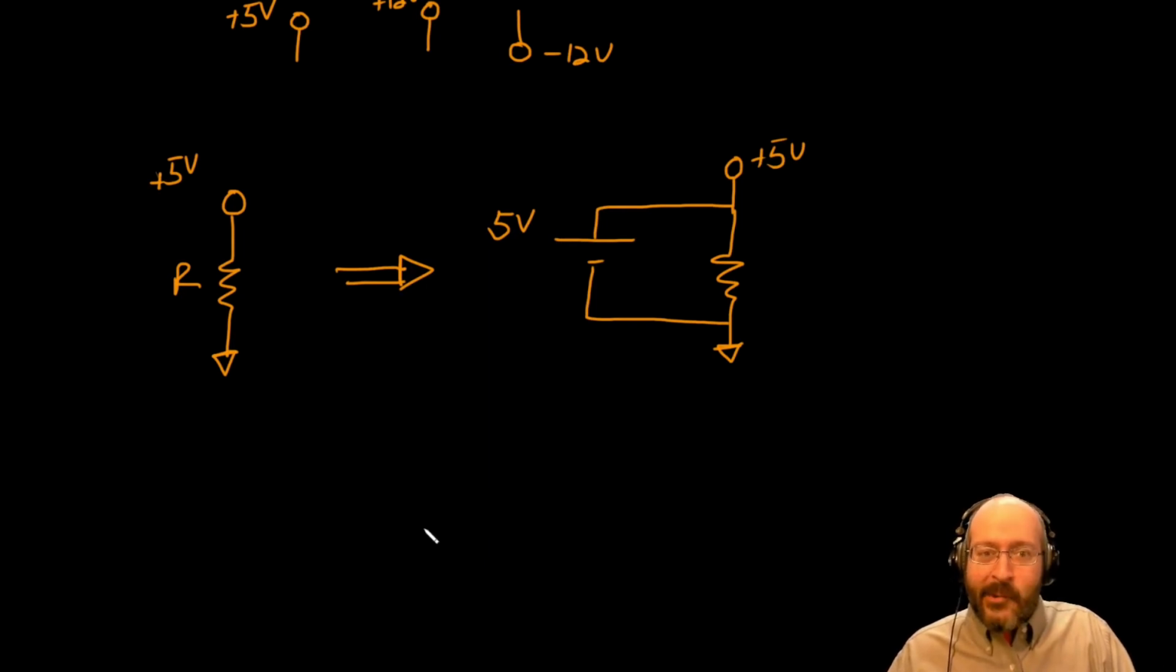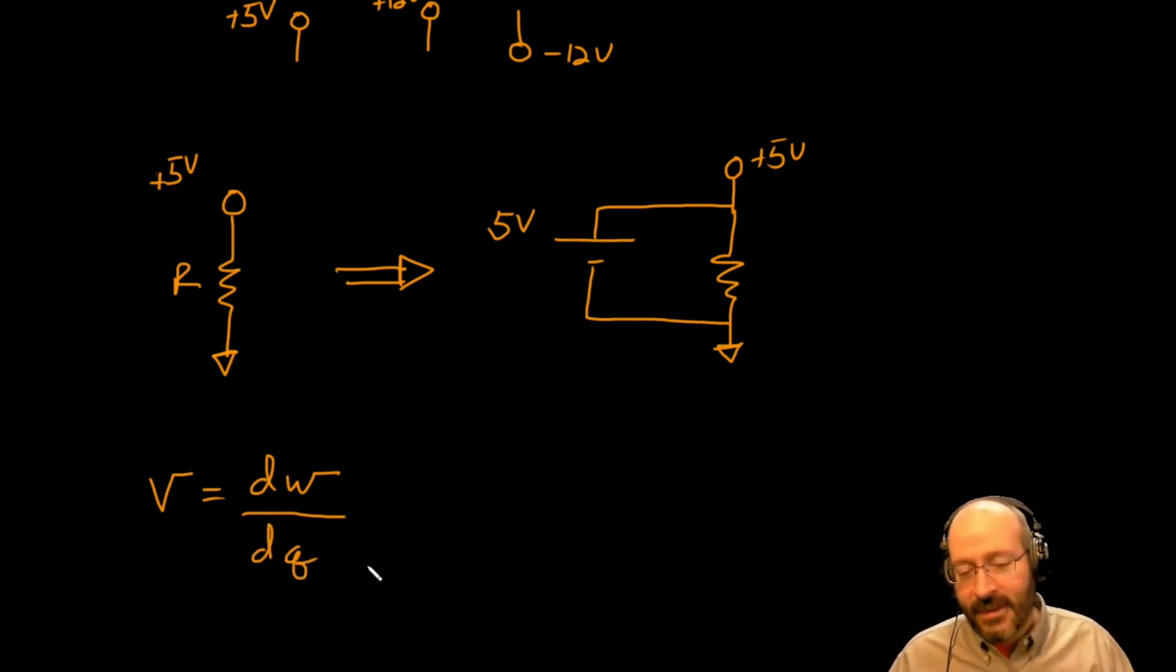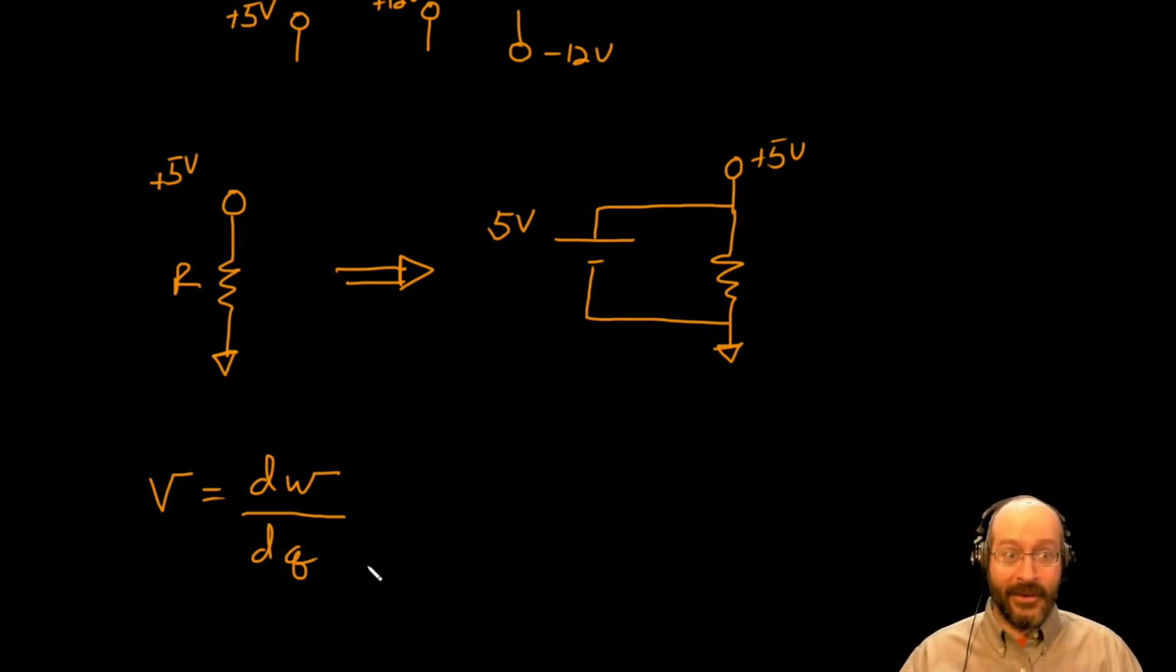We need the definition of voltage. I think I've said it, but I think we need the actual formula, and we need to summarize things a little bit too. Voltage is going to be the quantity of energy it takes to move some quantity of charge. So we get the derivative of the work done necessary to move that quantity of charge with respect to charge.